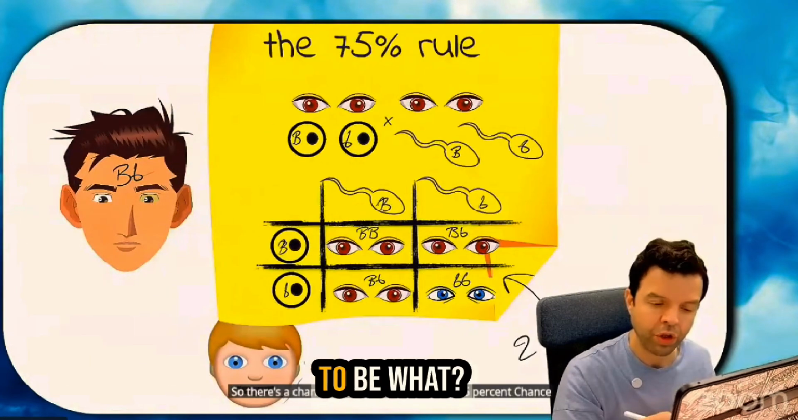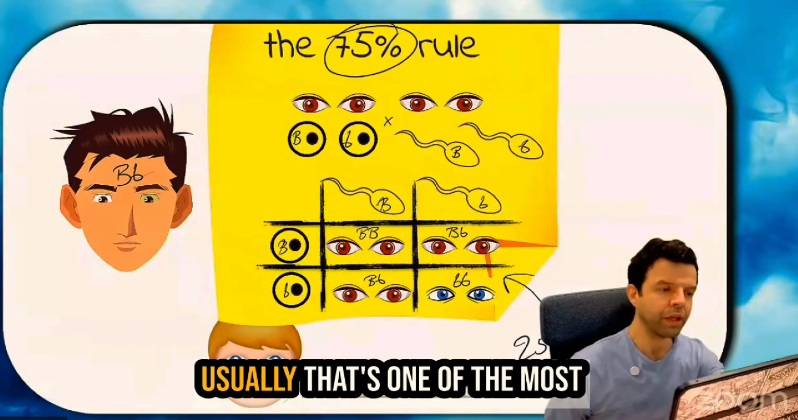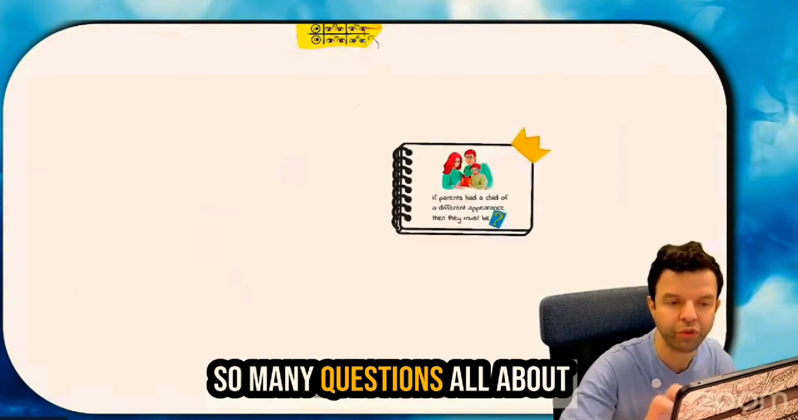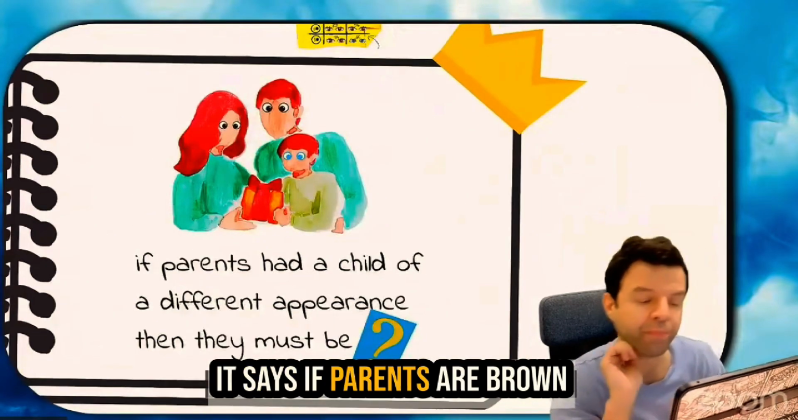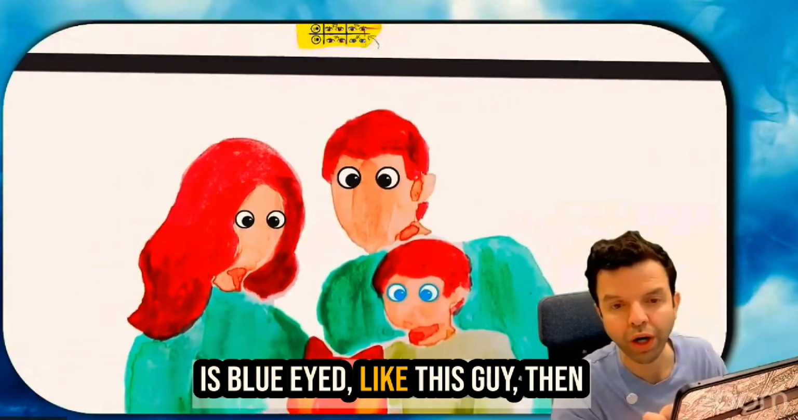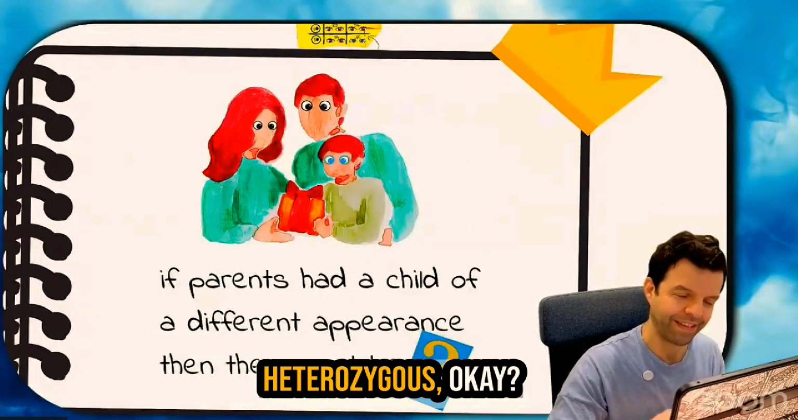25% chance to be what? To be blue. 75% to be brown. Usually that's one of the most important rules, and you find so many questions all about this particular rule. What it says: if parents are brown-eyed like these and the child is blue-eyed like this guy, then what's the genotype of the parents? It's going to be heterozygous, okay?